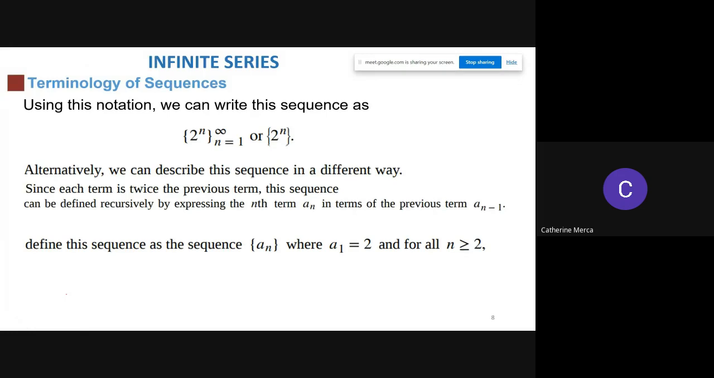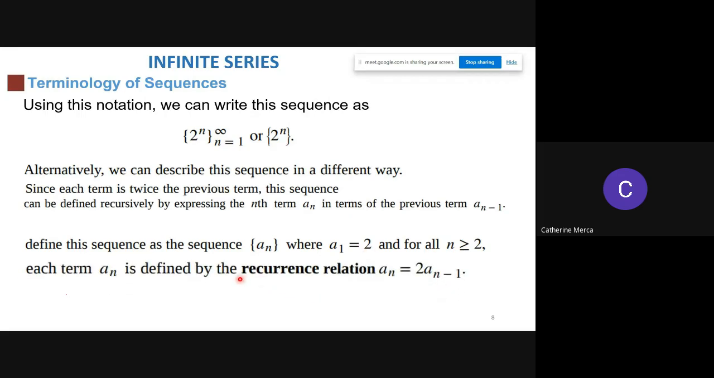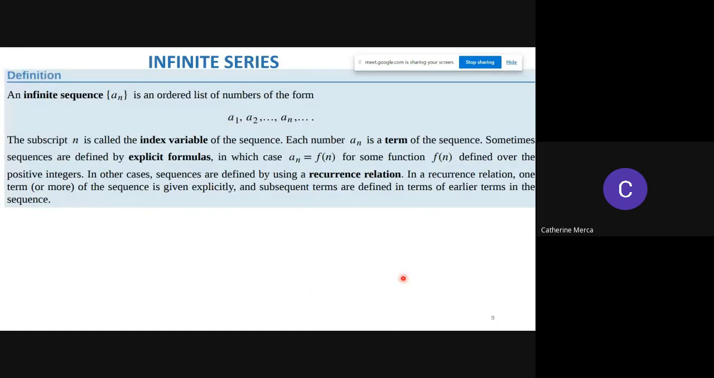And when you do that, if we have a sub 1 equals 2, for all n greater than or equal to 2, each term is defined by the recurrence relation, a sub n equals twice of a sub n minus 1. So aside from using the explicit formula, you can also make use of the following recurrence relation.